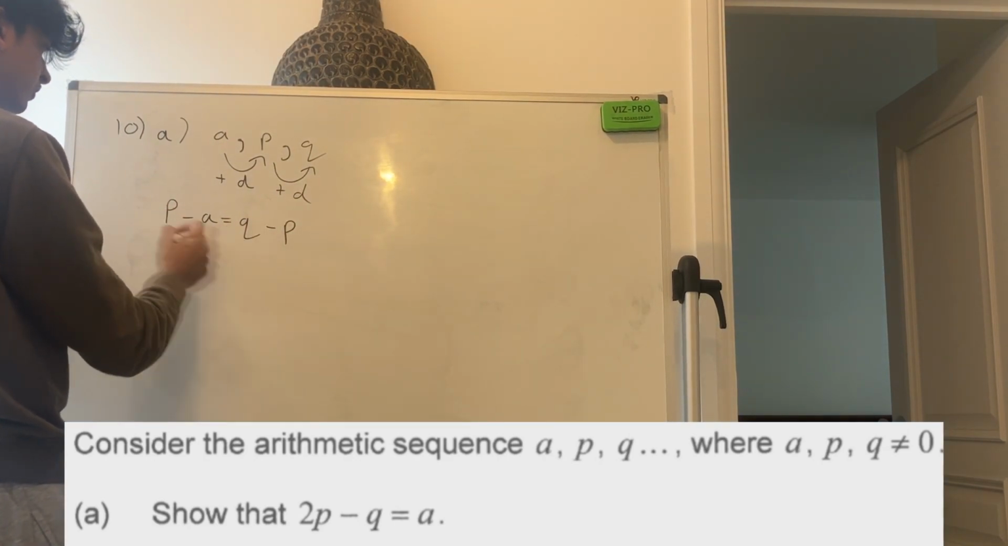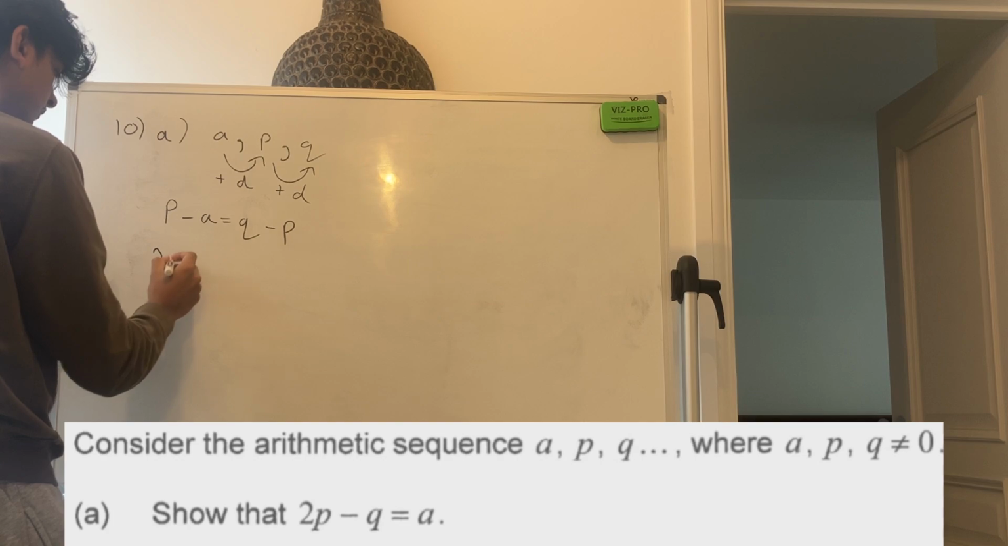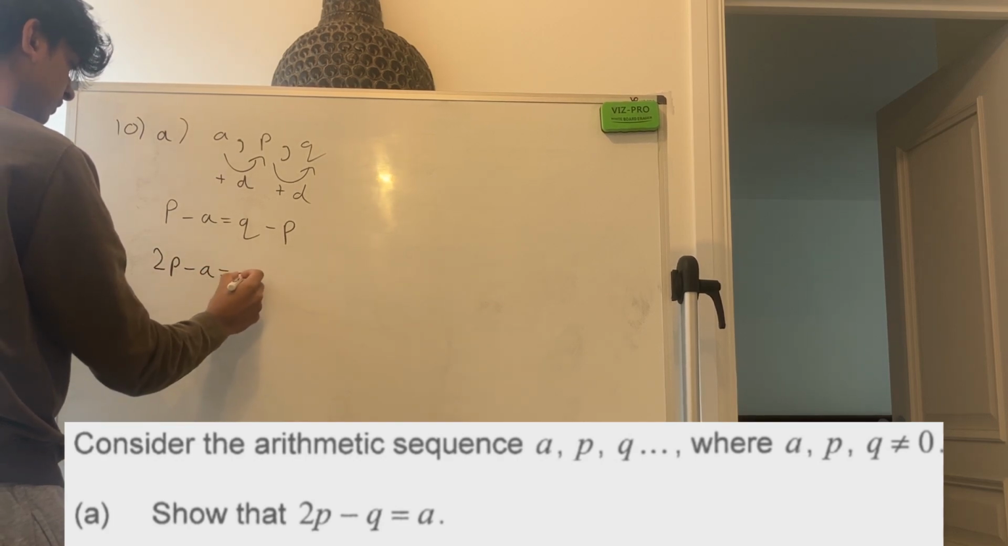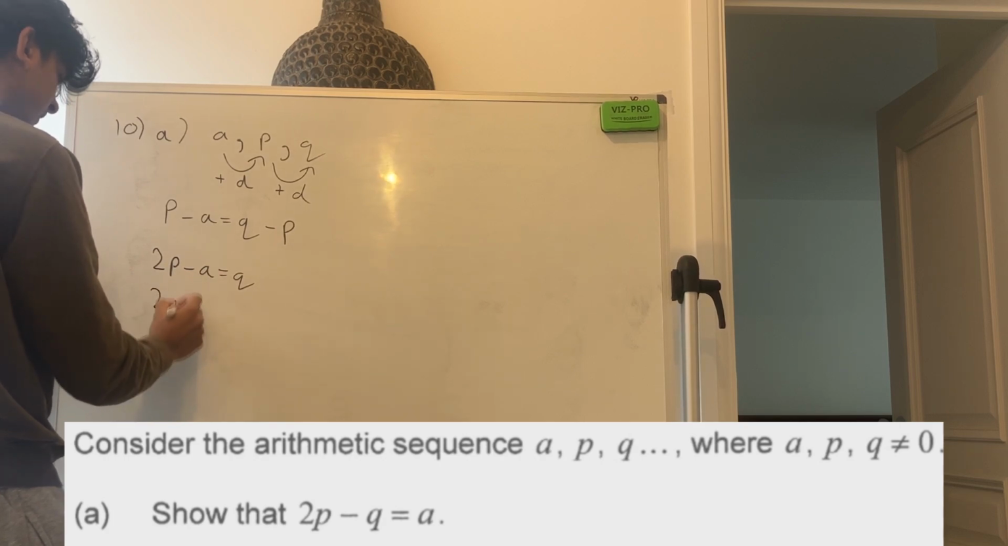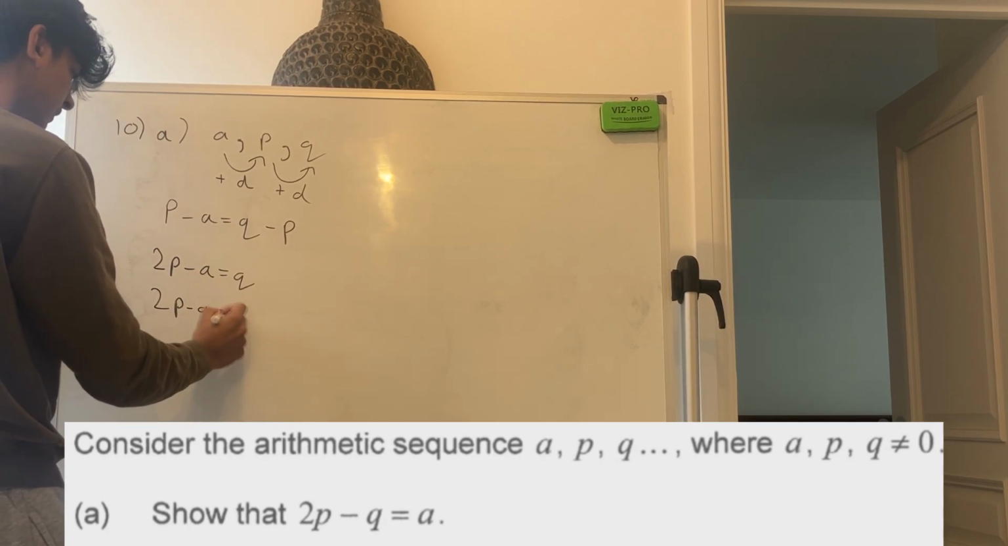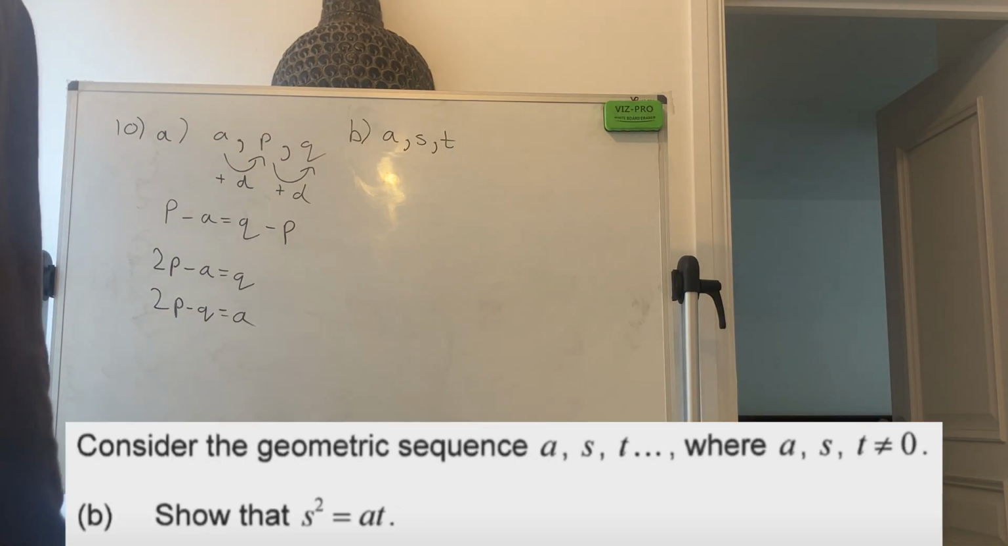Since these two are the same, we can say that p minus a is q minus p. If I add p on both sides, 2p minus a equals q. Then minusing q and adding a, we get that 2p minus q equals a, which is what we want.